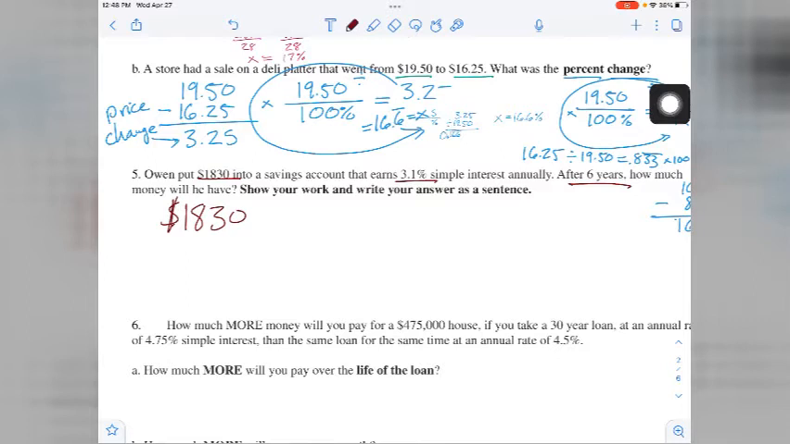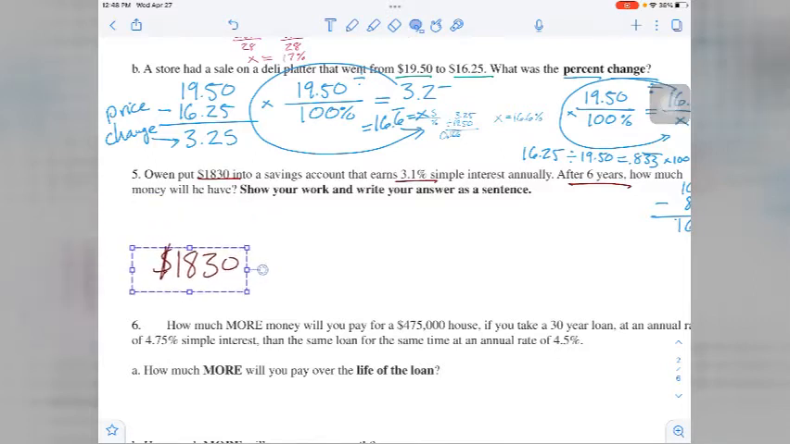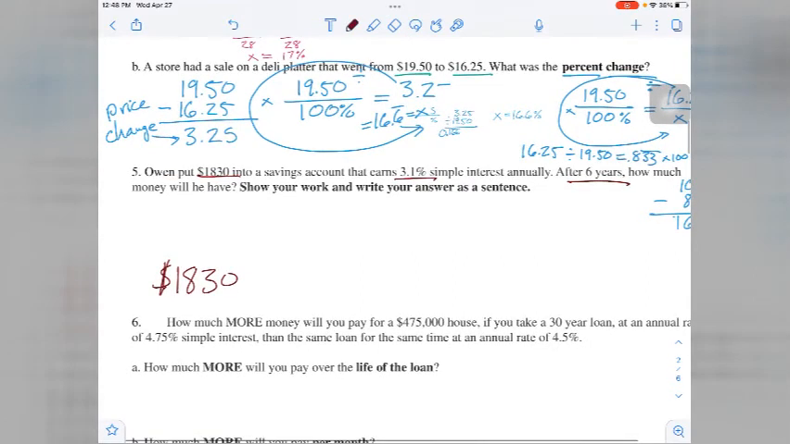So to figure this one out, we should check our notes if we didn't know. But first we need to remember what the simple interest formula is. It says it's simple interest. And to calculate simple interest, the interest is equal to the principal times the rate times the amount of time.